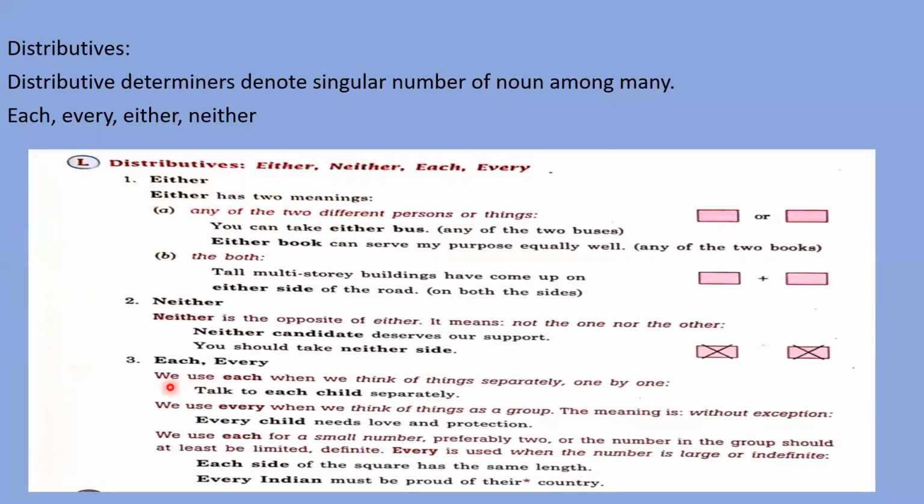Each, every. We use each when we think of things separately, one by one: talk to each child separately. We use every when we think of things as a group. The meaning is without exception: every child needs love and protection. We use each for a small number, preferably two, or the number in the group should at least be limited. Every is used when the number is large or indefinite. Each side of the square has the same length. Every Indian must be proud of their country.